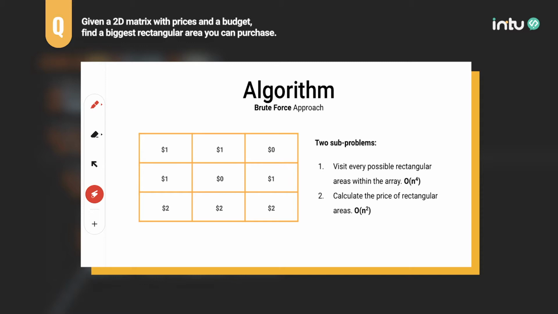When I explored all the possible rectangles starting from this top left corner, I would move my top left corner to the next element and iterate the same logic. And I will continue until my top left corner becomes this bottom right corner right here. Then for every rectangle we find, we will calculate its price and compare to find the biggest area that we can purchase with the given budget.